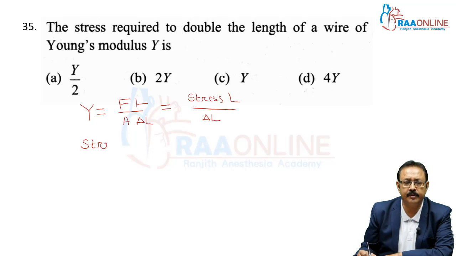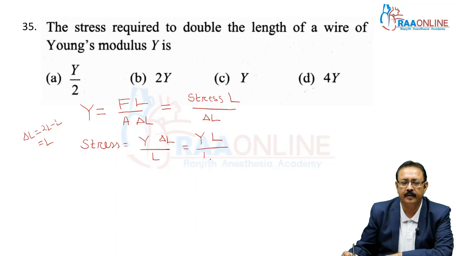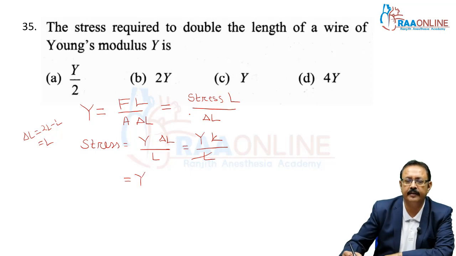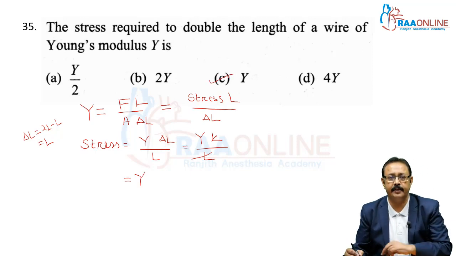So what should be stress? Y delta L upon L. If I want to double the length, it means the change should be equal to the length, because delta L is final length minus initial length. It is equal to L only. So cancel L with L. What we are getting? Stress should be equal to Y. So we are going with option C.